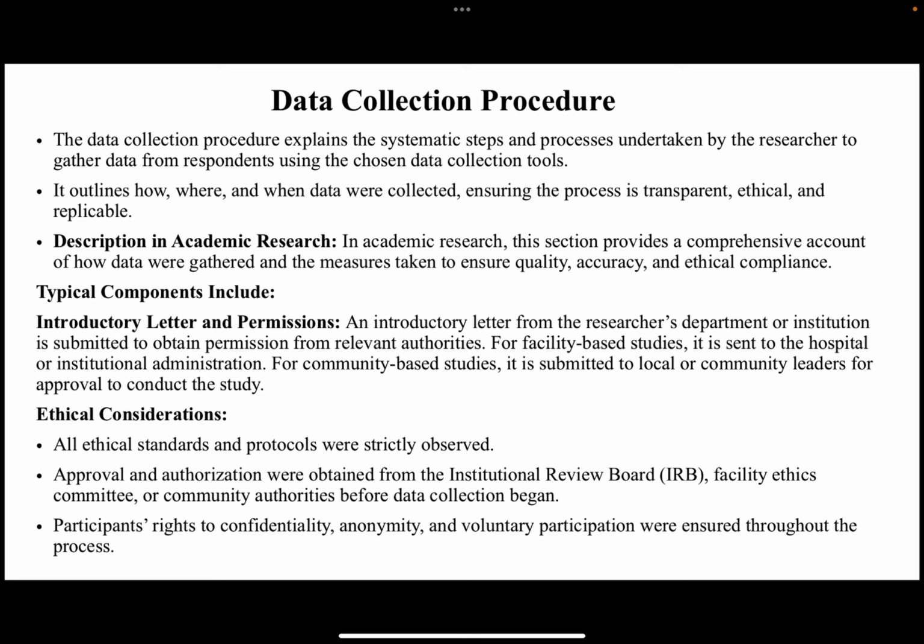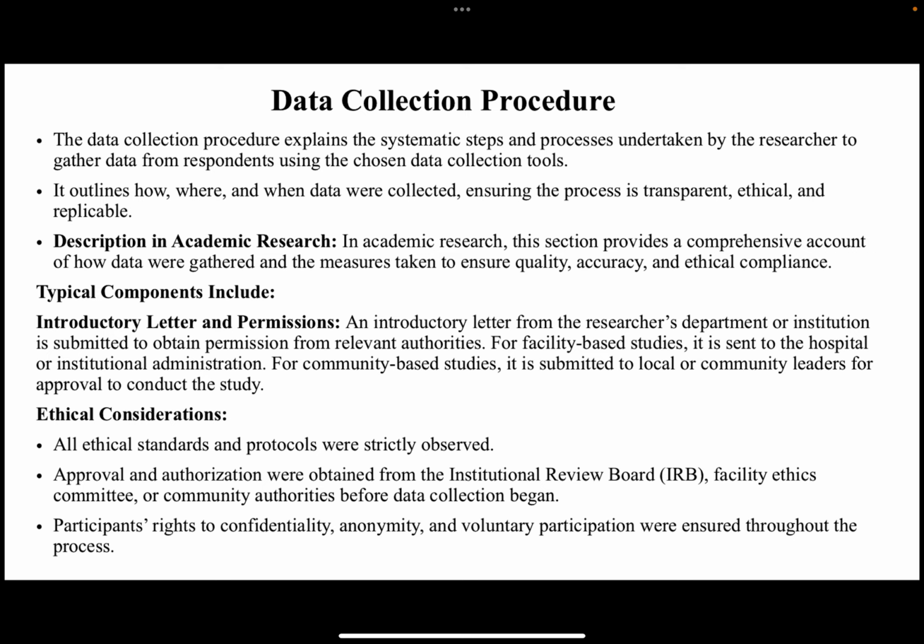Usually in describing data collection procedure, that's the first step: the introductory letter from your training institution or your department or the institution you belong to. Then after taking the introductory letter from the institution, you submit it to the study site administrative authorities for permission or for approval. Okay, this is the process. Now, if it is a community-based study that you are conducting, then you have to submit the introductory letter to the community authorities or district authorities for them to give you permission or approval to conduct the study.